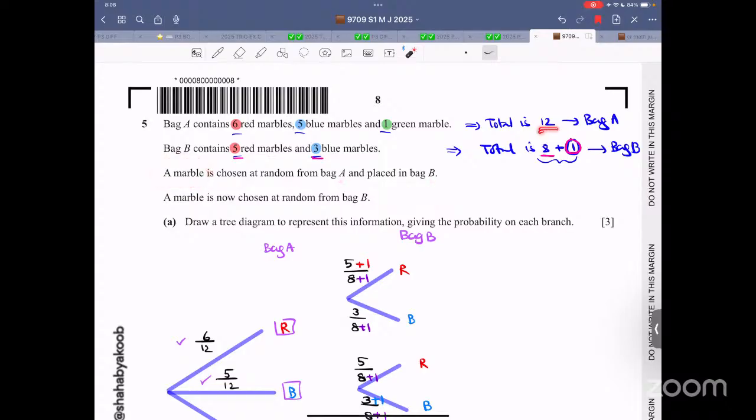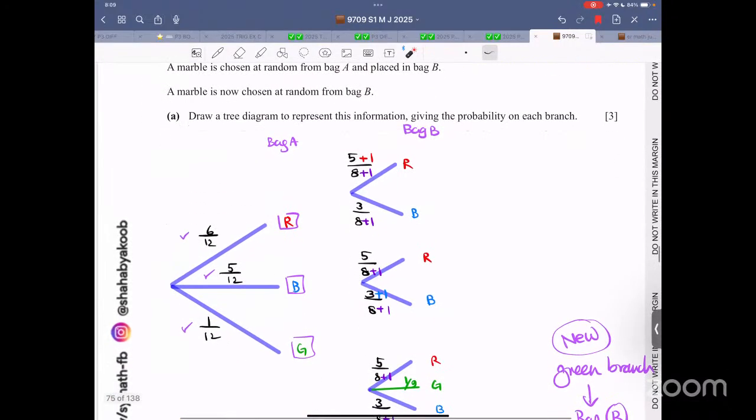That means initially there are 12 over here, and of course that is what we will use for probability. But after 1 is transferred, now 8 plus 1 is 9. That is the second denominator, the denominator for the second set of the tree diagram. A marble is now chosen at random from bag B. Draw a tree diagram. So these kinds of questions do come a lot.